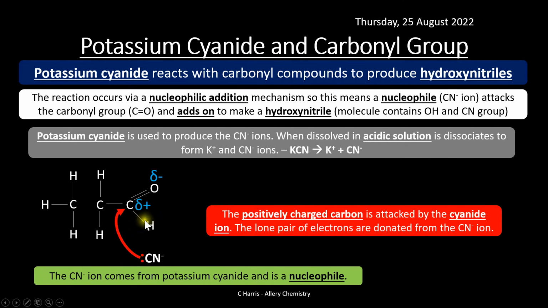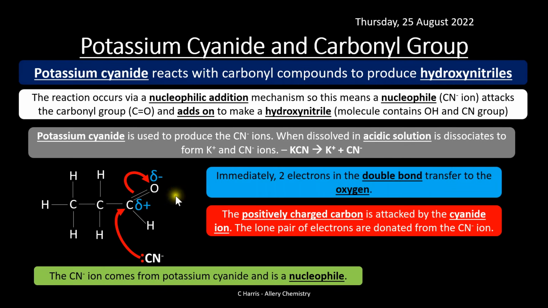Now, this carbon will now have 1, 2, 3, 4, 5 bonds. So one of these bonds will break, and it's going to be this one, this pi bond. There we are. Okay, so immediately the 2 electrons from the double bond transfer to the oxygen, like that.